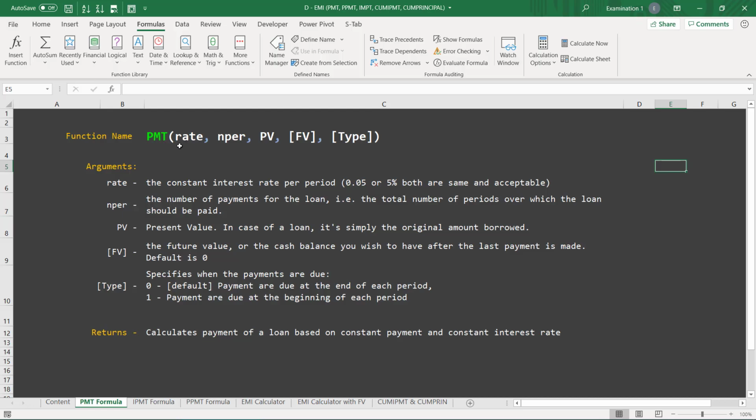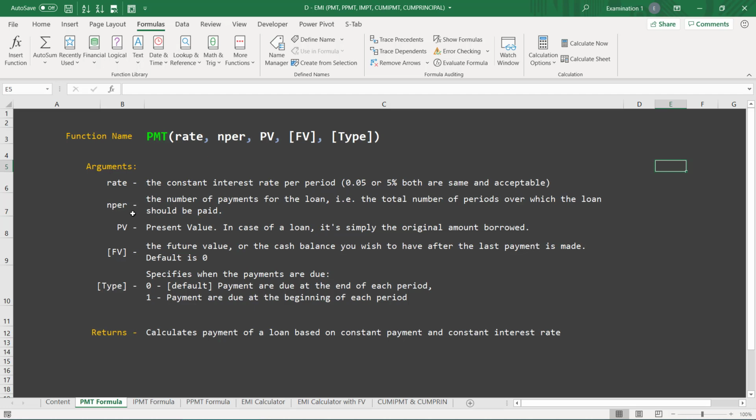Now the PMT function has 5 arguments which we use to find the EMI: rate, NPER, PV, FV and type. The very first argument is rate, and this is the rate at which the bank offers you some loan or gives you some money. When we write the value here, 0.05 is exactly equal to 5%. So you can write in this format or you can write in this format. Both of them are equal.